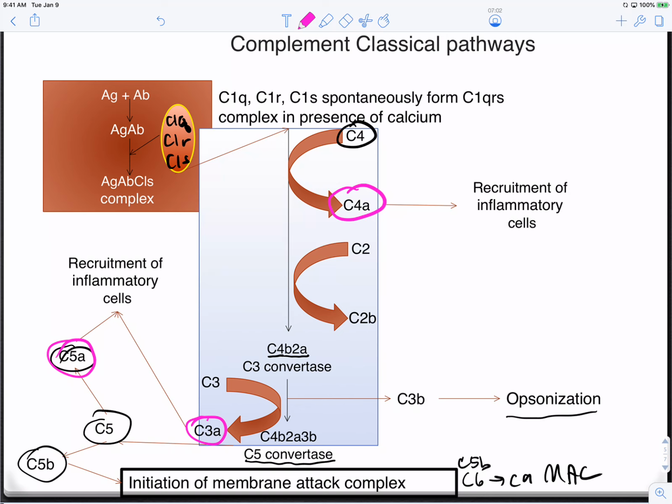You have your C3b, which is an opsonin. You have your C4a, C3a, and C5a, which are pro-inflammatory and recruitment, so anaphylatoxins. And then you have your membrane attack complex, or your MAC.